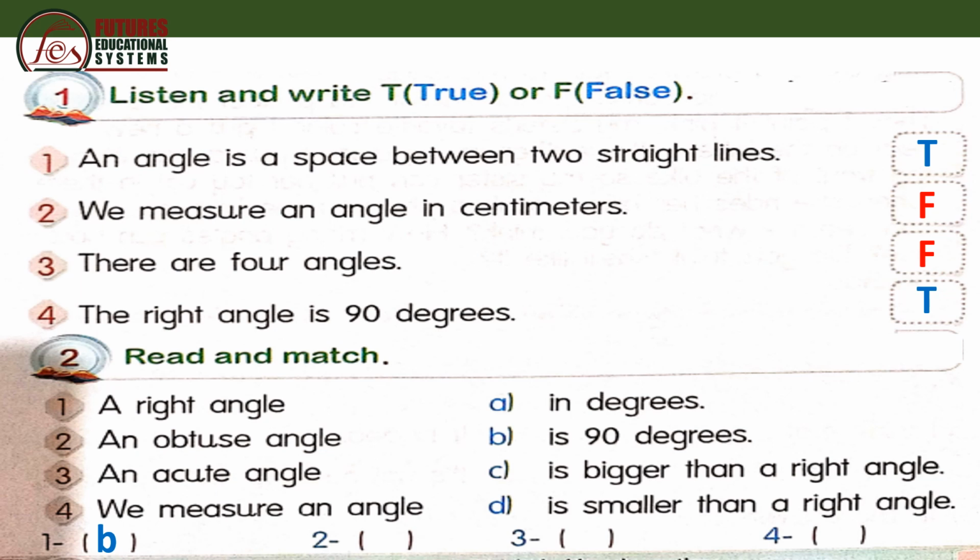An obtuse angle? Yes, perfect. Is bigger than a right angle. An acute angle? Good answer. Is smaller than a right angle. And of course, we measure an angle in degrees.